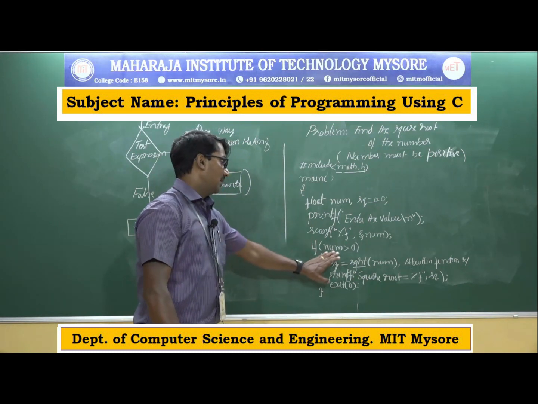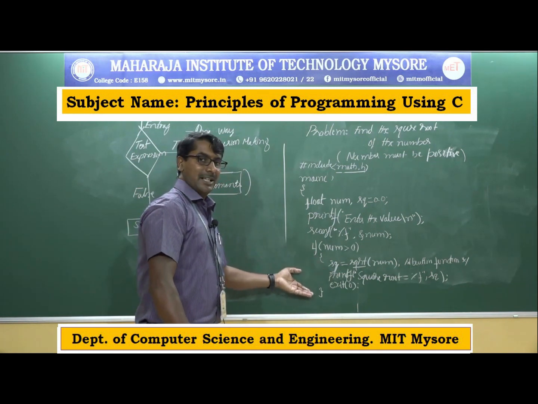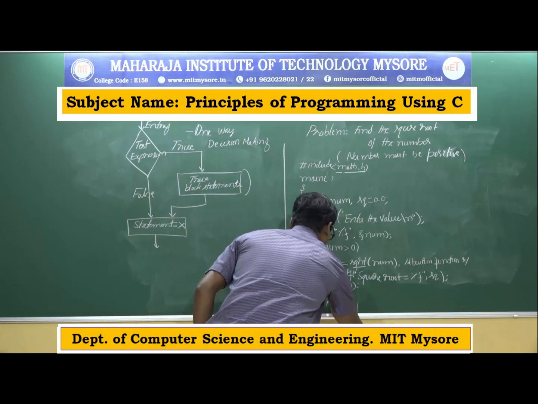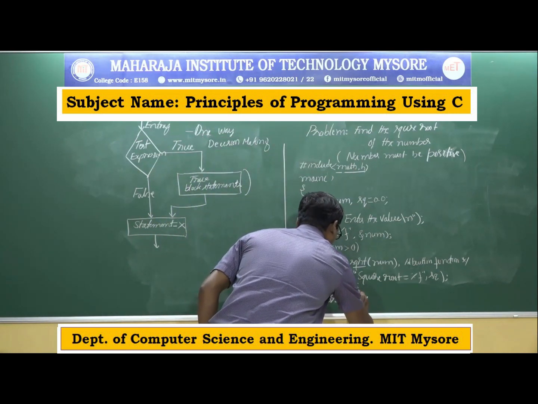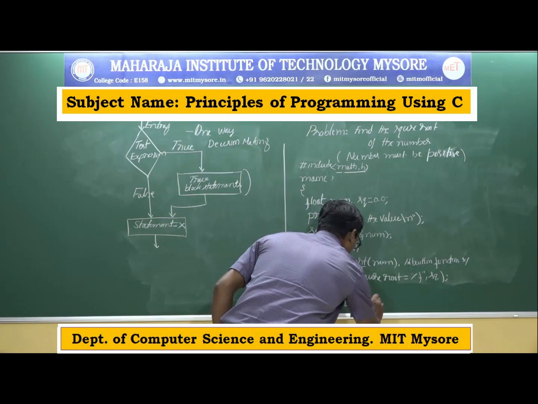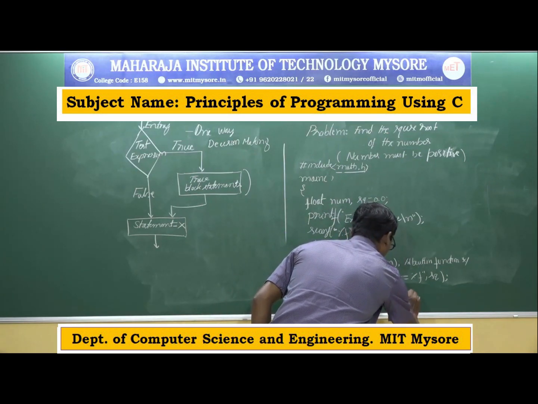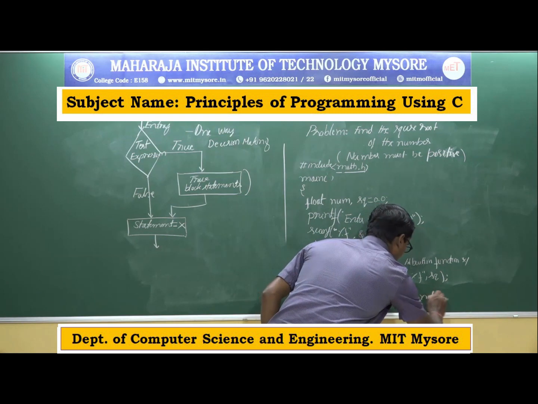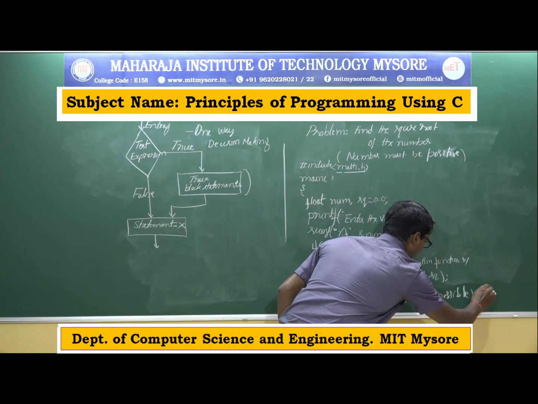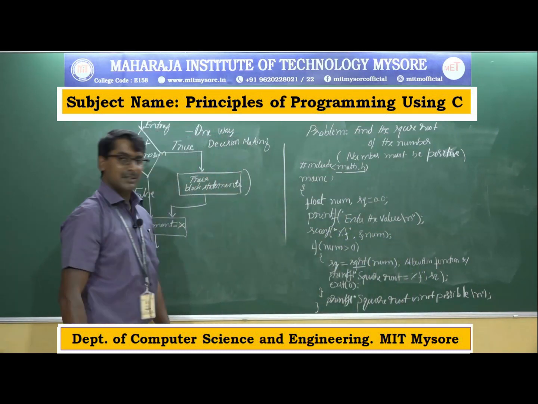If in case your number is a negative number, then this statement must be skipped. Then I need to print, printf "square root is not possible", then close bracket.